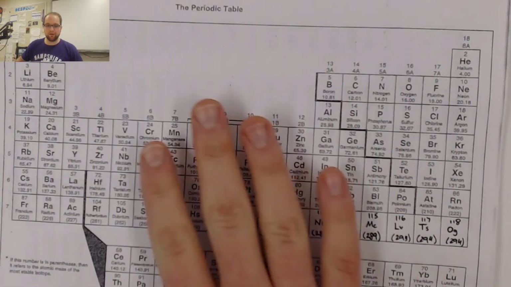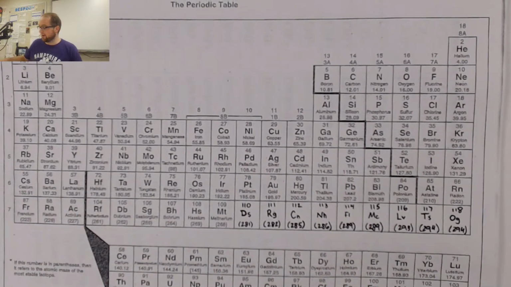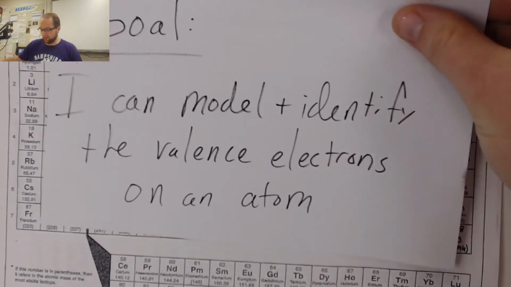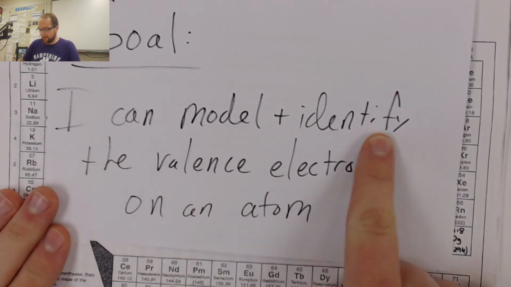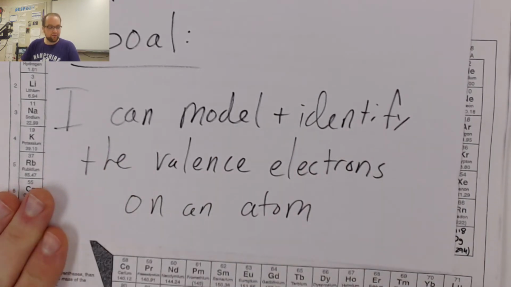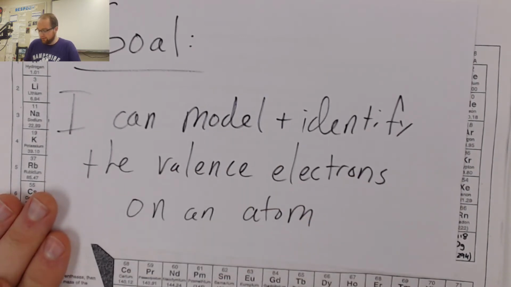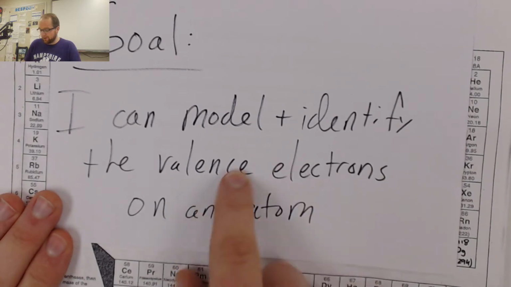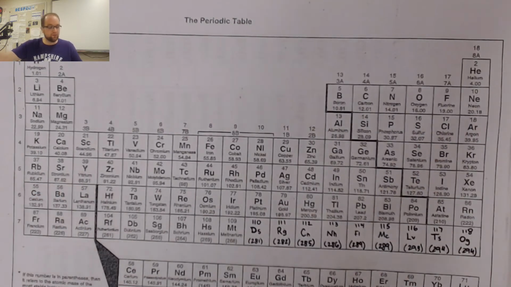In today's video, we're going to be continuing to build our understanding of the periodic table, specifically continuing to understand more about the electrons. So, today's goal of the video is that I can model and identify the valence electrons on an atom. Okay, so this term might seem a little new, right? We've talked about electrons, but valence electrons is a specific type. So what do those mean?